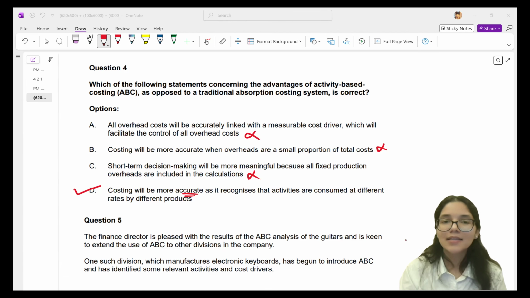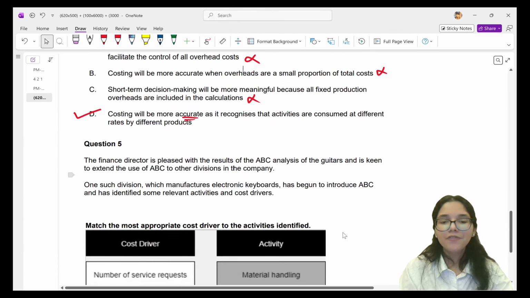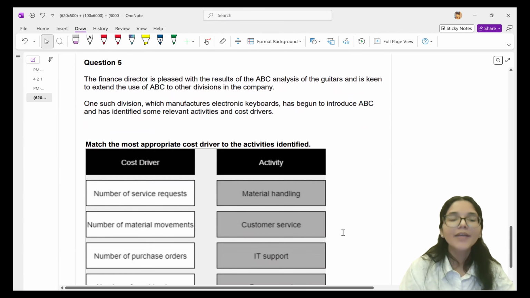All with me on this? Easy? Yes, should we head to the next one? Okay, moving ahead to the fifth and the last question for today.